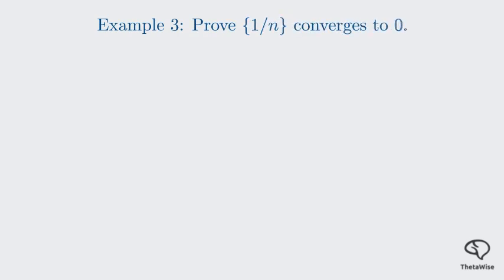Our final sequence example is another classic and important one. Let's prove that the sequence with nth term 1 over n converges to 0. We've all seen the graph of y equals 1 over x getting closer and closer to the x-axis. Now we'll prove it rigorously. Our target is to show that for n large enough, the absolute value of 1 over n minus 0 is less than epsilon. This simplifies to the absolute value of 1 over n is less than epsilon.